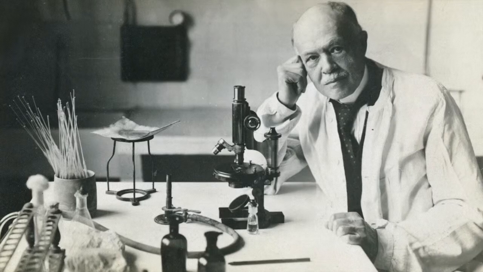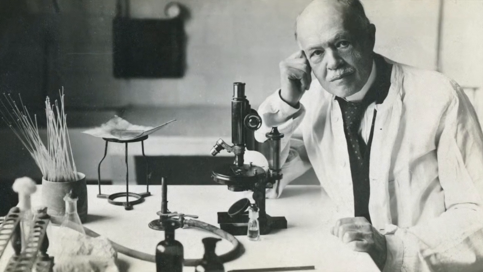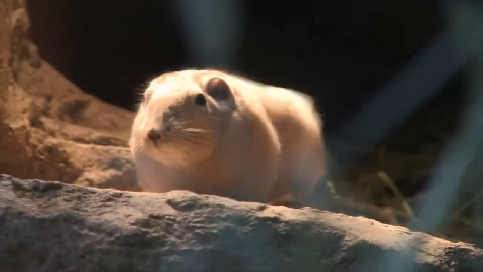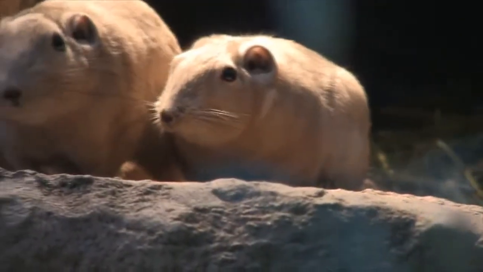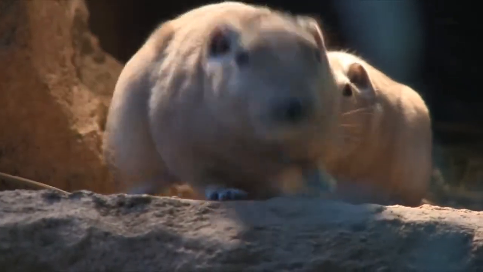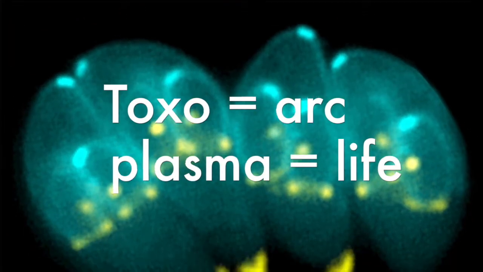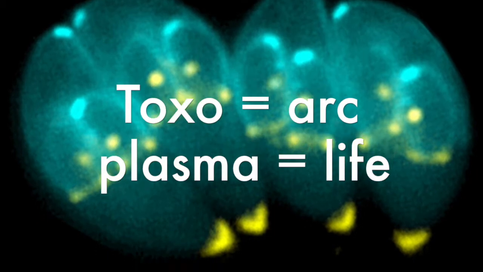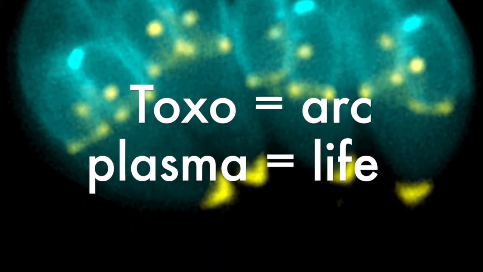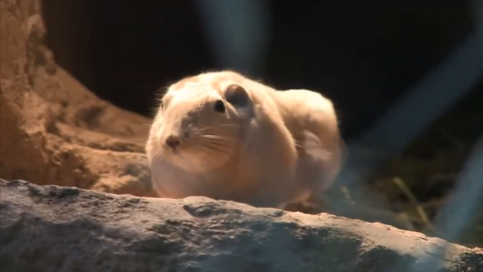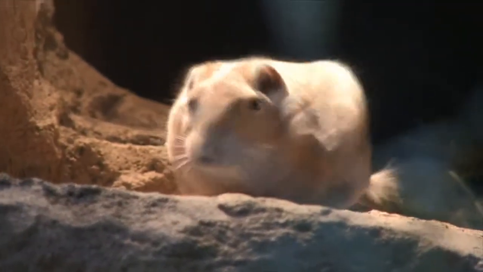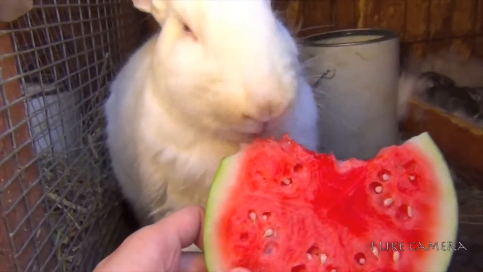Toxoplasma was discovered in 1908 by French researchers Nicolle and Manceau as they were studying muscle tissues of the gondii, a rodent indigenous to southern Africa. They discovered a unique protozoan and realized it was a new discovery. They named it Toxoplasma gondii, toxo meaning arc, plasma meaning life, gondii referring to the animal in which it was found. Interestingly, it was discovered by another researcher the same year in a rabbit in Brazil.